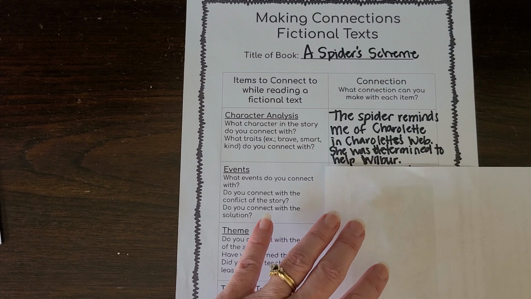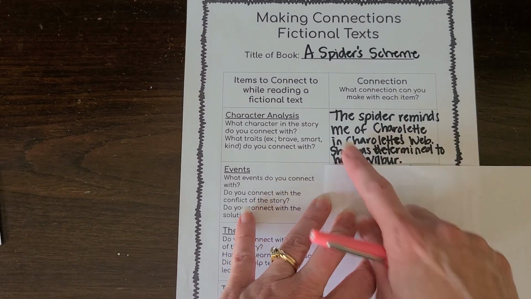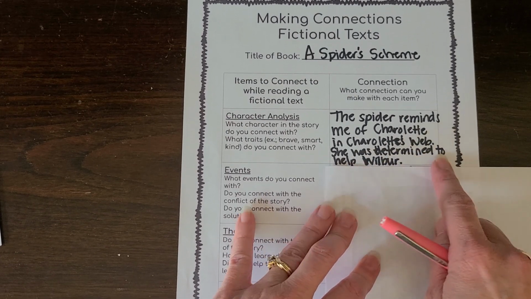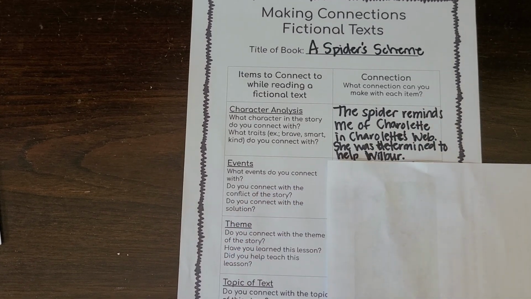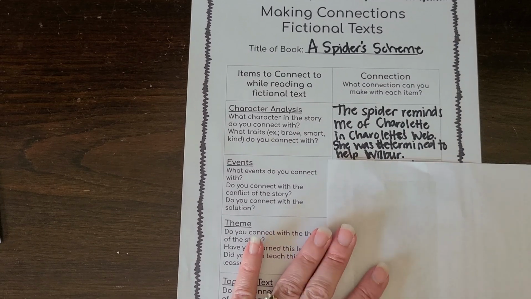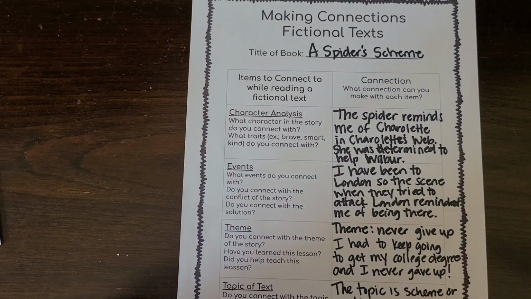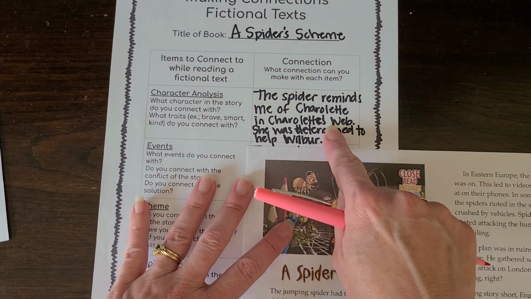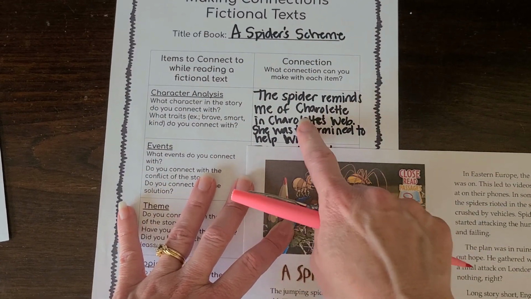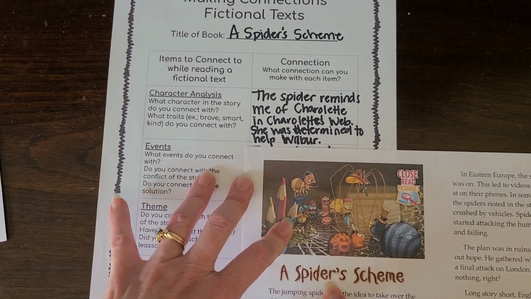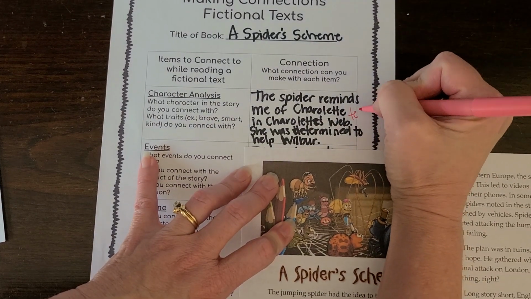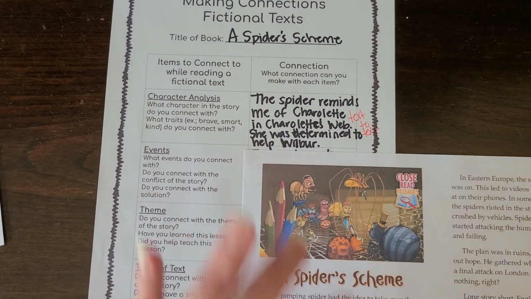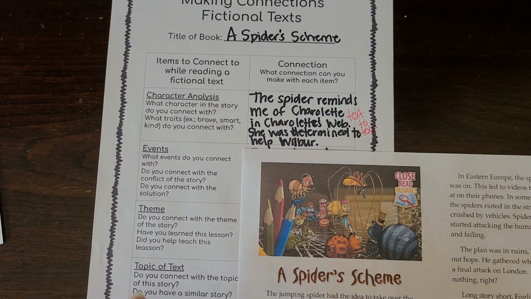So for my character analysis, I said the spider reminds me of Charlotte in Charlotte's Web. She was determined to help Wilbur. Friends, that is just like the spider in this story who was determined to take over the world. So this is a text-to-text connection. So Charlotte's Web connected to the spider scheme. So I'm going to write that down real quick. Text to text. That is one text to another text connection.